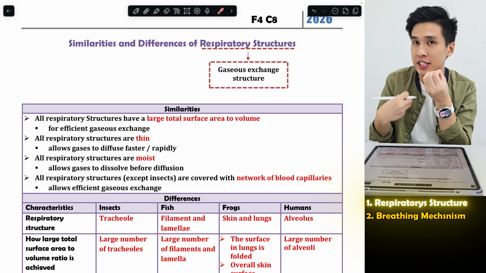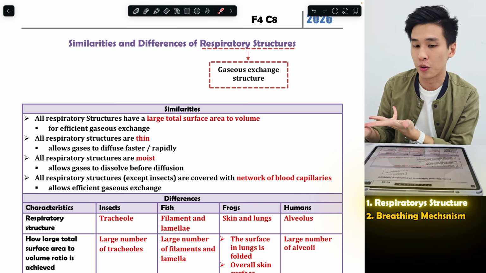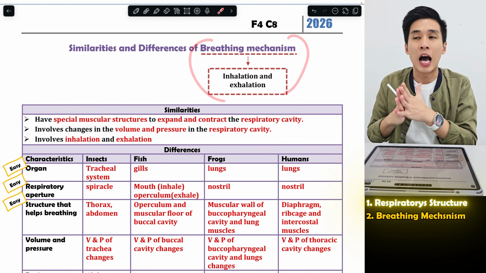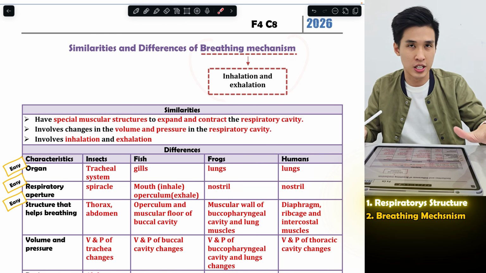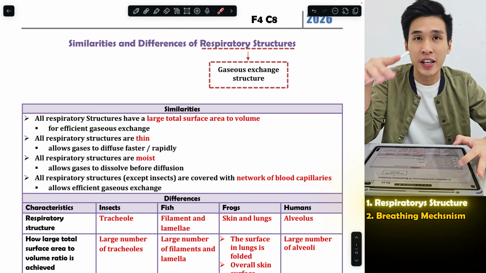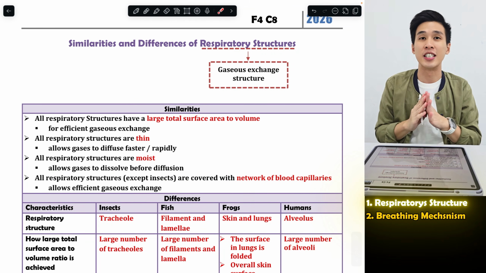The structure that carries out gases exchange, for example, in humans, is called the alveolus. Breathing mechanism is the second comparison, which means how you breathe, how you inhale and exhale. So it's not the same. For respiratory structure, if they ask this, then God bless you, this one is actually the slightly easier one.